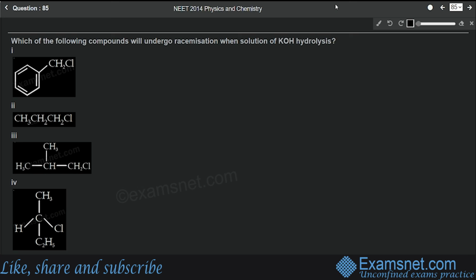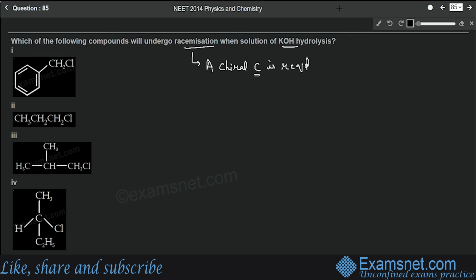Question number 85 is again from the chapter haloalkanes and haloarenes, and the question is, which of the following compounds will undergo racemization when a solution of KOH hydrolyzes? So the simple fact that we should know here is that for racemization at least one chiral carbon should be present in the compound. Okay, so a chiral carbon is required.